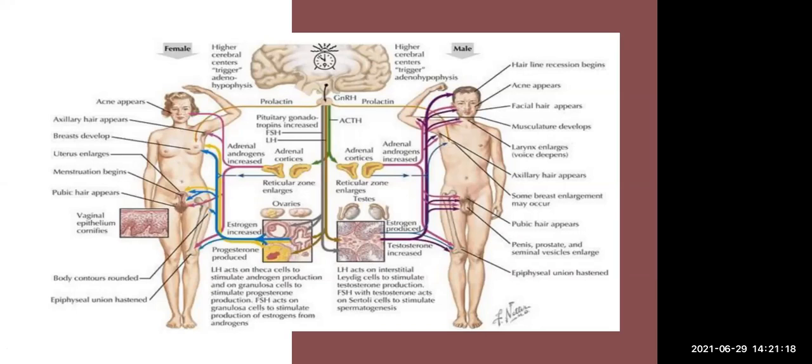The important thing that you need to remember is the positive feedback and the negative feedback. Later on, when you want to decide the causes of precocious puberty and delayed puberty, you need to go back to the picture where there is negative feedback and positive feedback.